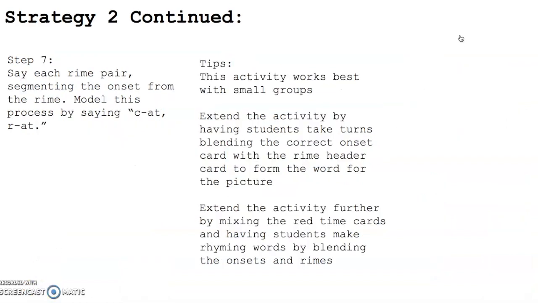Finally, say each rhyme word, segmenting the onset from the rhyme. Model this process by saying k at and r at. This activity works best with small groups. You can extend the activity by having students take turns blending the correct onset card with the rhyme header card to form the word for the picture.